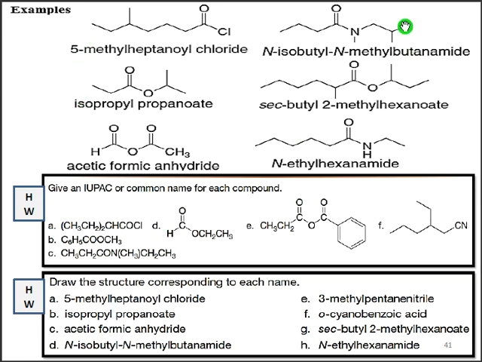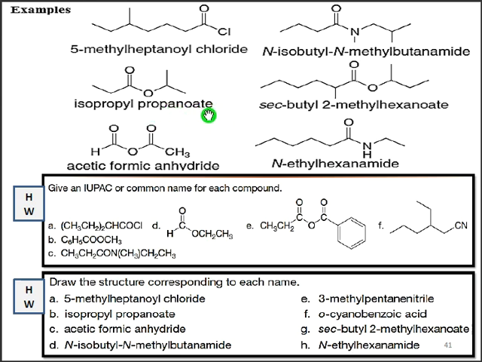And here we have many examples. Like this is an acyl chloride. It will be 5-methyl heptanoyl chloride. We have 5 here, methyl heptanoyl chloride. And here we have an amide, and this amide is a tertiary amide. We have methyl here, and we have isobutyl here. It will be N-isobutyl N-methyl butanamide.